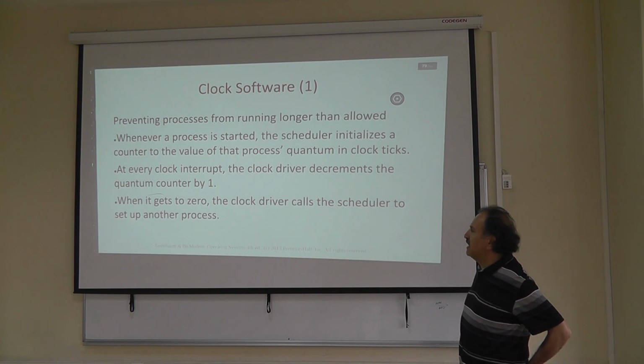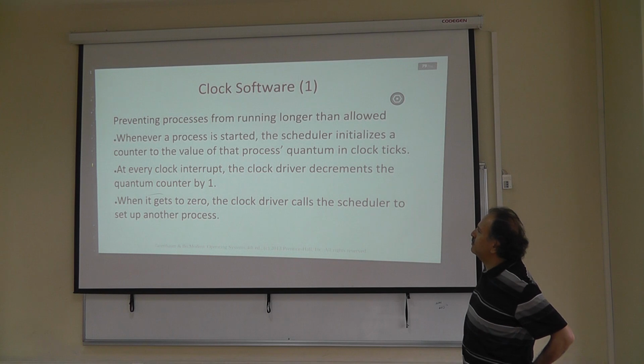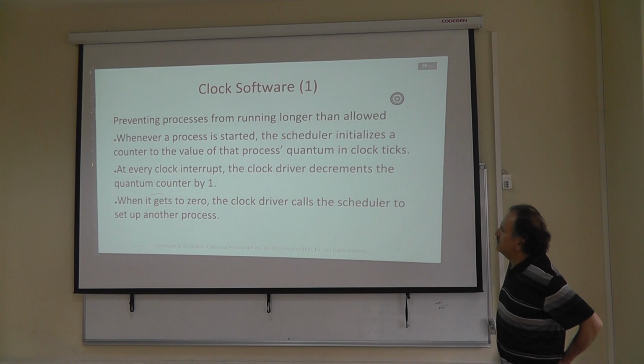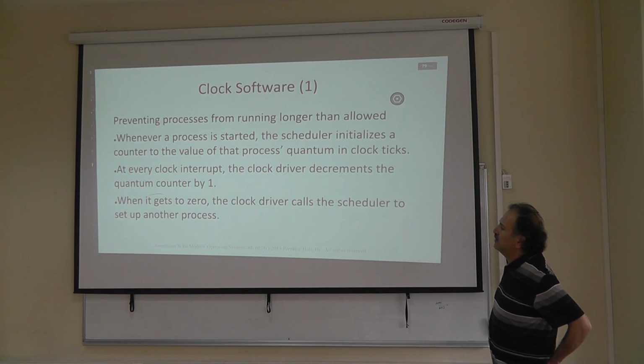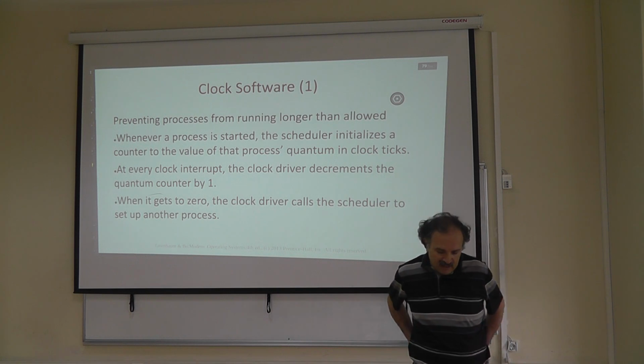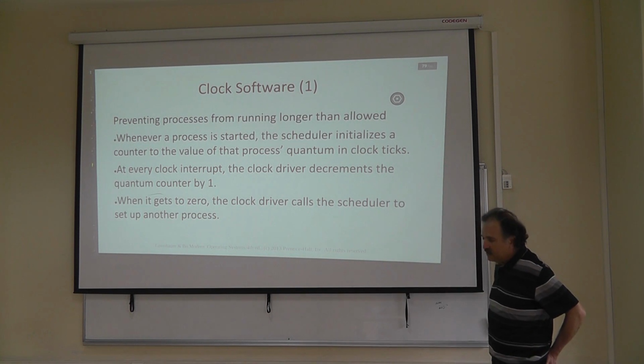So this is the clock driver. By the clock driver's help, I can do this preemption operation. So I keep counting the clock ticks for each process. When I start a new process, I put this quantum number in there. When I switch between the processes, I reset that number. So this is the task of the clock driver, to decrement that number by 1. So the clock driver is doing this for us.